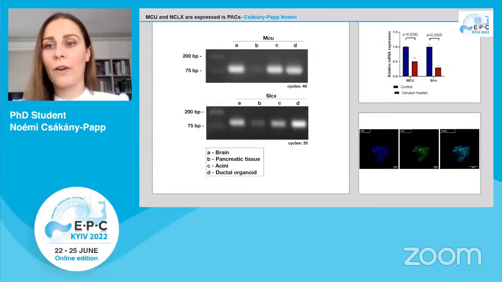NCLX and MCU are expressed in mouse brain, pancreatic tissue, pancreatic acinar cells, and ductal organoids as well. MCU and NCLX expression show a significant difference in the treated group compared to the control group, and we see the immunofluorescence labeling of NCLX in isolated acinar cells.